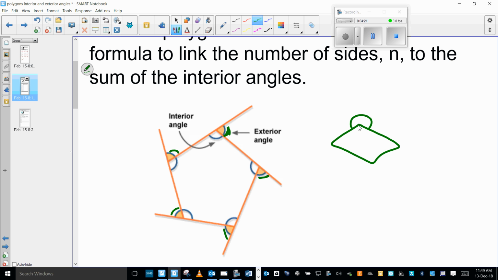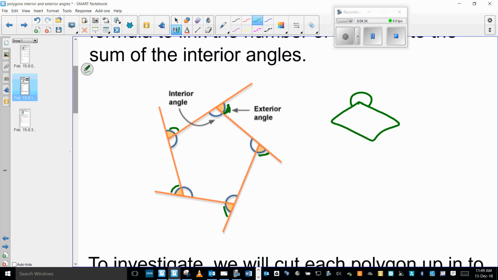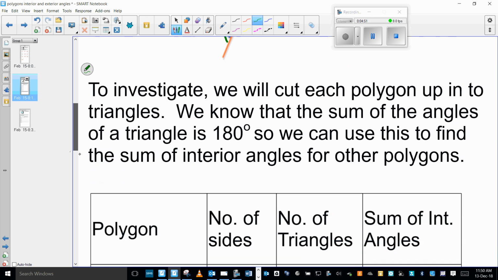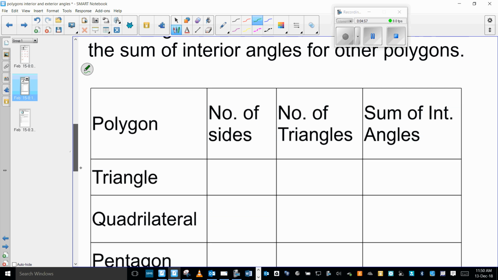On this paper it says external. External or exterior. Oh, I don't think that has a name. We would just know that this one plus this one will add up to 360. It is a reflex angle, but I don't know if it has a specific interior or exterior name. But yeah, you are right. To investigate, we could cut up each one into triangles, but I'm afraid we're not going to.